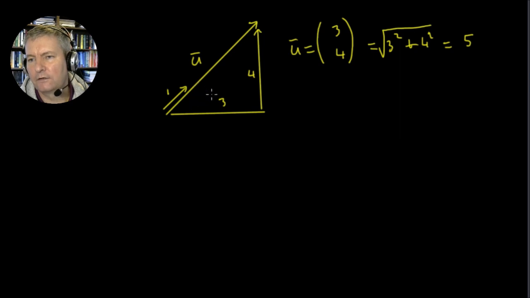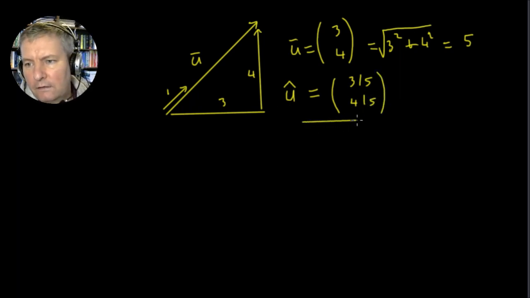So that means that we can say that the unit vector, now the unit vector is usually written with a little hat above it like that, as opposed to the line, and this tells us it's a unit vector. So it's got magnitude 1. So it's going to be 3 divided by 5 and 4 divided by 5. So this here is the unit vector of the vector u. So that's this one here.